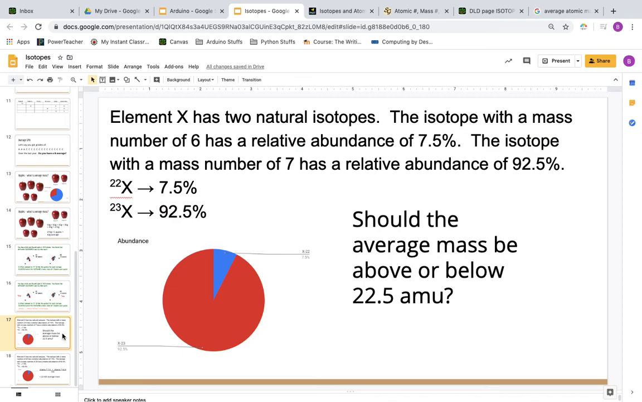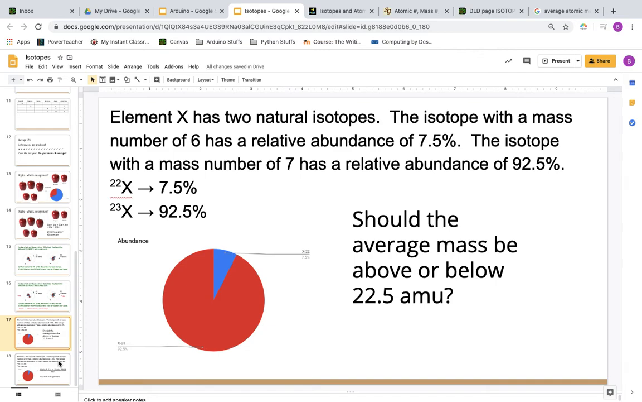One more example, and that is this element. It's just a mysterious element X. Some of them have a mass of 22, and some of them have a mass of 23. And you see from the chart and from these numbers, 7.5% have a mass of 22, and 92.5% have a mass of 23. So my question is, should the average mass be above or below 22.5? You say above 22.5? Because that would be correct. Above 22.5, because more of them are 23 than they are 22.